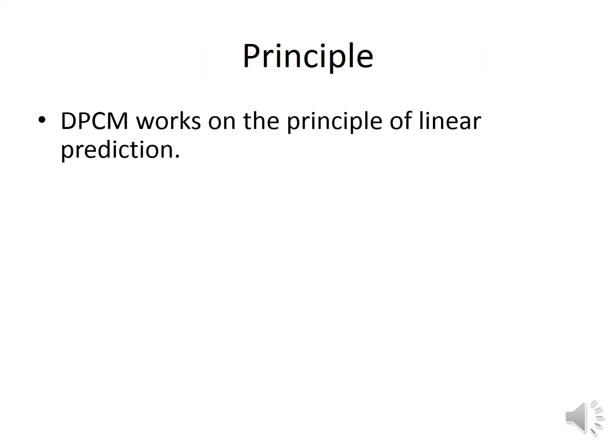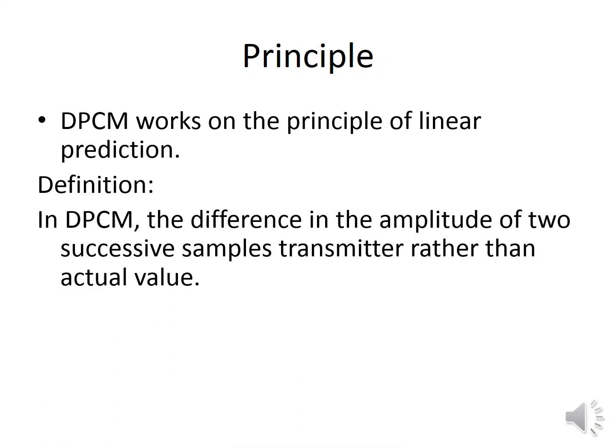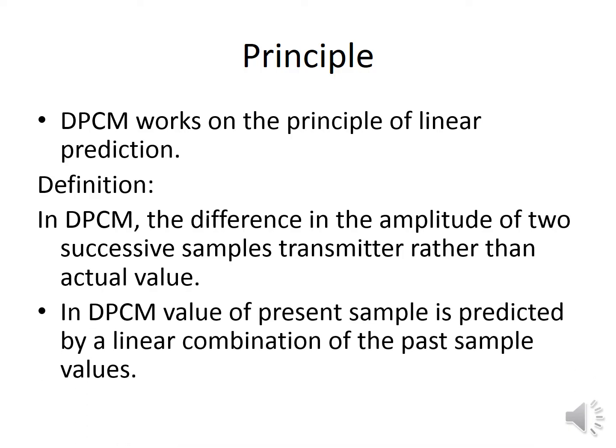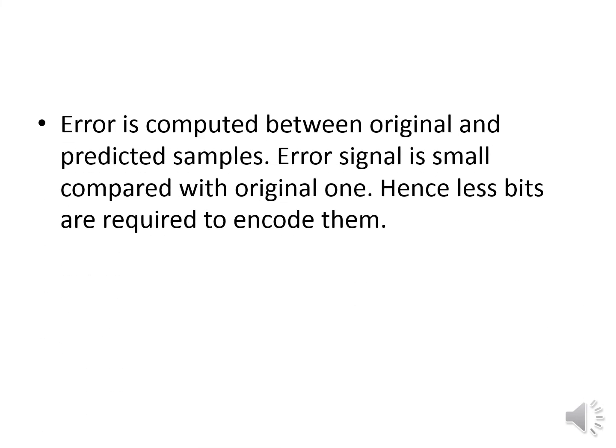The principle of differential pulse code modulation is linear prediction. Differential pulse code modulation transmits the difference in amplitude of two successive samples rather than the actual value. The present value is predicted by a linear combination of the past sample values. The error is computed between the original and predicted samples. Here the error signal is small compared to the original one, so fewer bits are required to encode it.